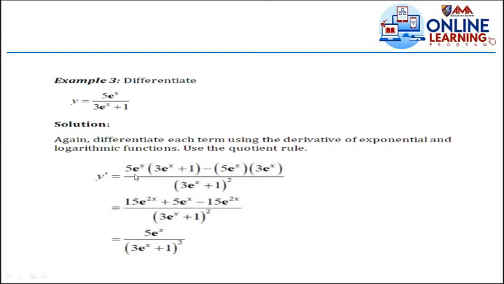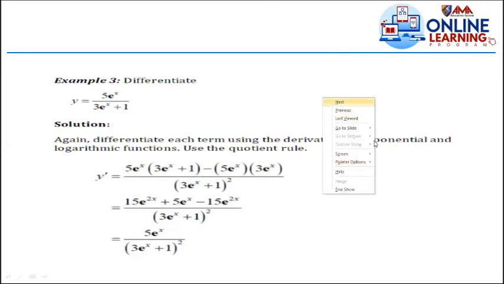So simplify it further, 5 times 3 is 15. e to the x times e to the x, we have e to the 2x. 5e to the x times 1, we have 5e to the x. 5 times 3, 15. e to the x times e to the x, we have e to the 2x. So with this, collecting like terms, 15e to the 2x and 15e to the 2x are going to cancel. What's left will be 5e to the x divided by 3e to the x plus 1 and then squared. So that is our answer.